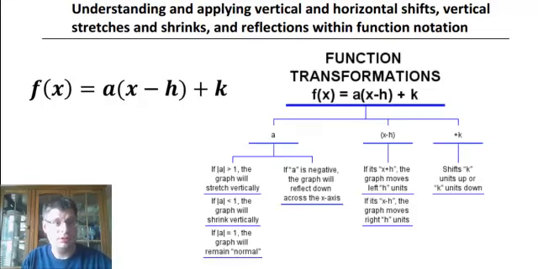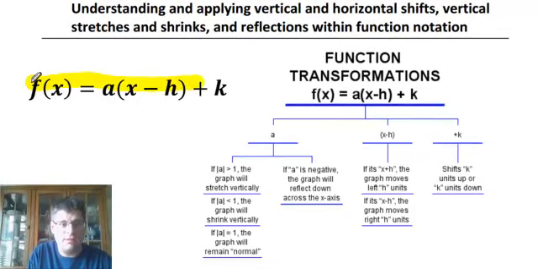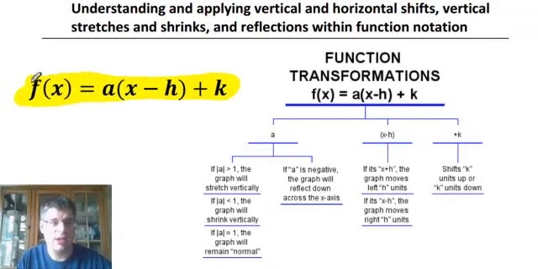Okay, so this is our second look at parent functions and their transformations. So we're going to take a slightly different slant at it and look at it in a slightly different light. So we can express that any function generally with its transformations could be expressed as f of x equals a times x minus h quantity plus k.